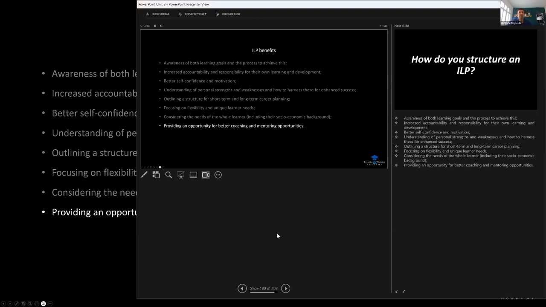Also, an ILP benefit is providing the opportunity for better coaching and mentoring. So what is coaching? Helping someone, lifting them up. Potentially with coaching, you don't necessarily have to be in the same industry to coach someone. It's more of an approach to how to help people develop. And mentoring is more so a specialist within your own organization, or someone who's been there in the same sector. And coaching and mentoring is the next unit on from this anyway. Any questions with benefits and ILP?